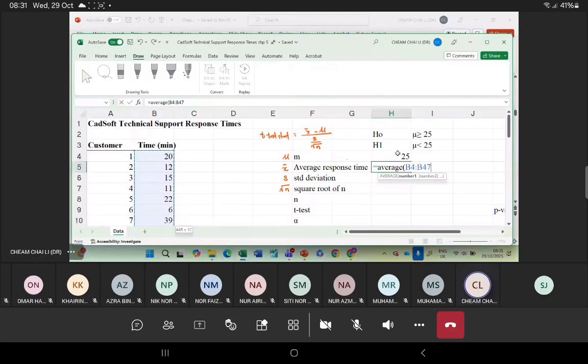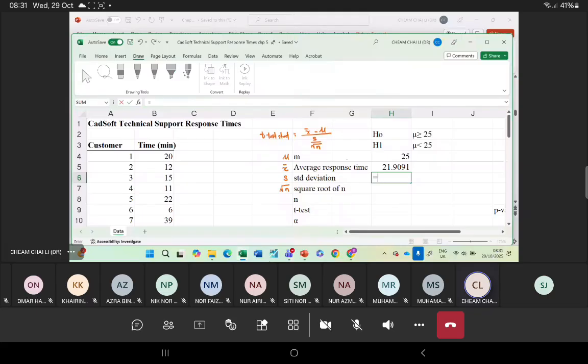So you just select some more, and then from B4 to B27, and then you just enter, and you get the average response time equals to 21.9. Yeah. And for standard deviation, yang ni kita dah belajar in chapter 4, kan?